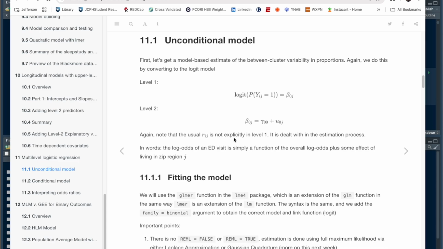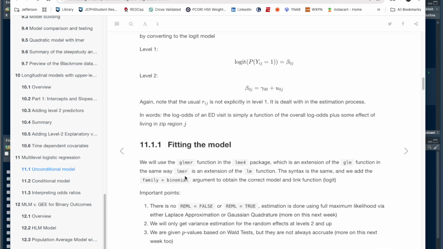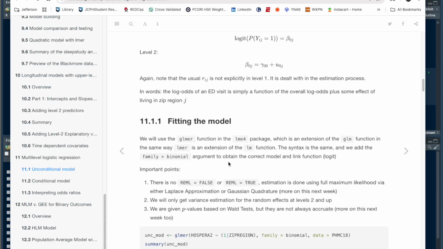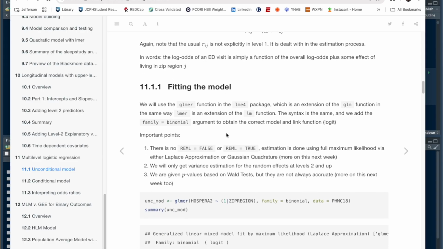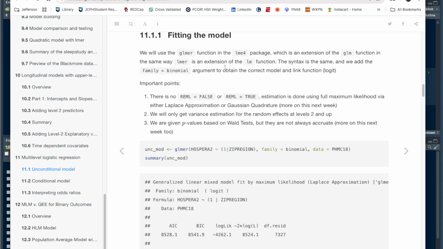So the fitting process is almost identical. It's like merging the GLM function that you use for ordinary modeling with lme4. There is a glmer, which some people call glmer. You can call it whatever you want. It's a function in the lme4 package. It's based on GLM, as we learned before we got into mixed effects models. And so the syntax is the same as regular lmer, right?